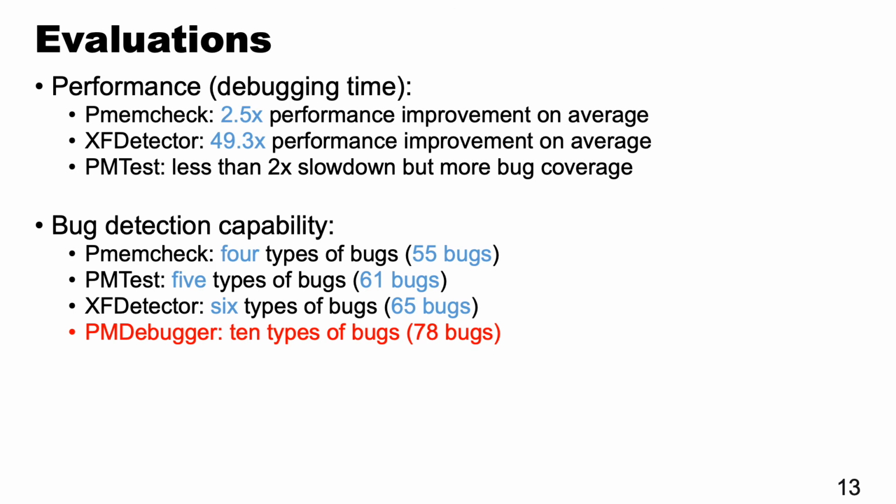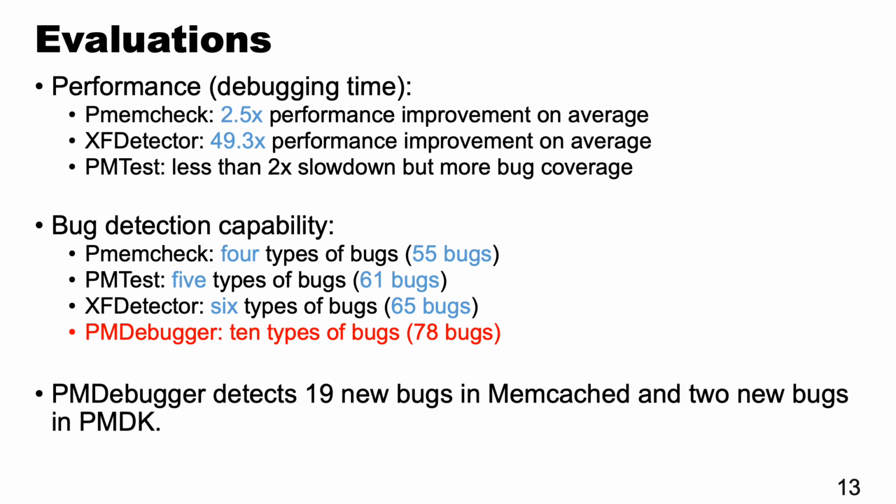For bug detection capability, PMDebugger has the best bug detection capability. In addition, PMDebugger detected 19 new bugs in Memcached and 2 new bugs in PMDK.